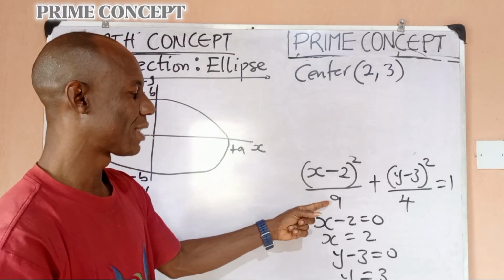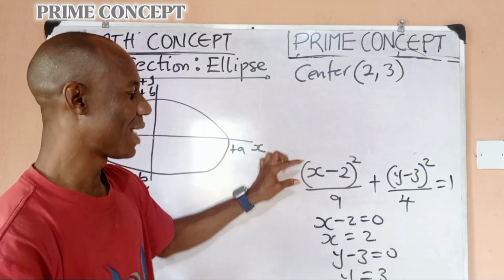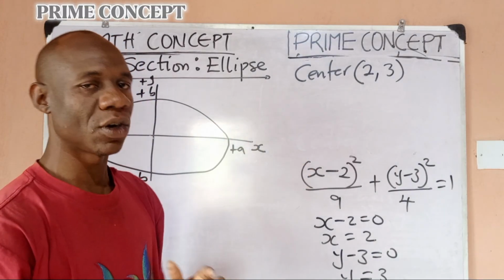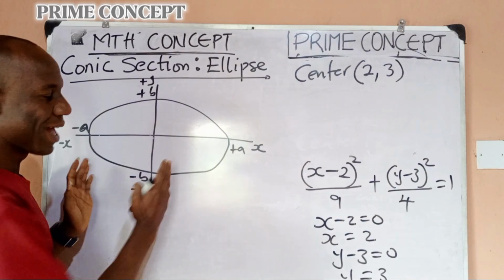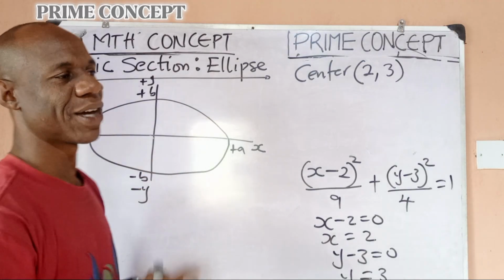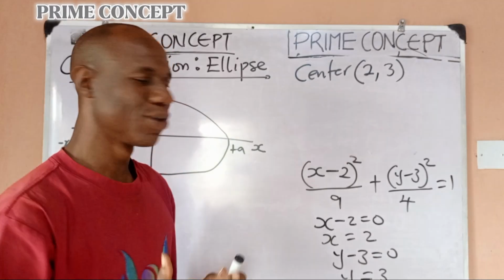Of course, you can see that 9 is bigger than 4. So what it simply means is that the x-axis is the major axis. So this would be your diagram for that conic. The x-axis is our what? Major axis.